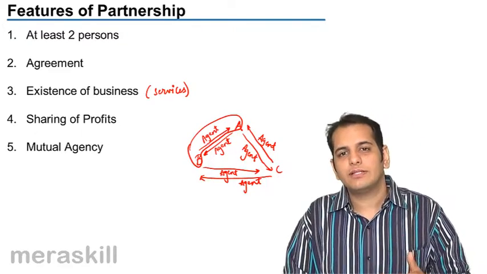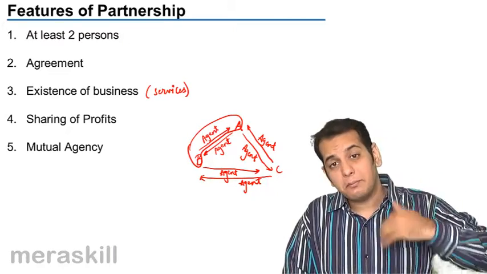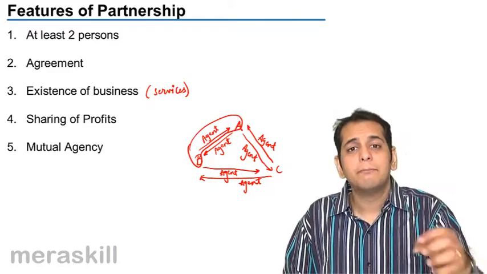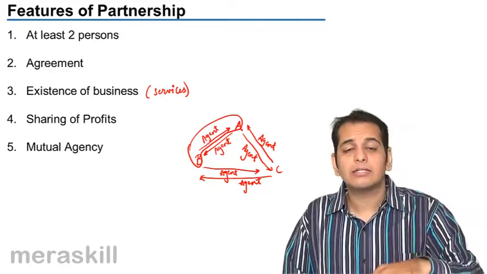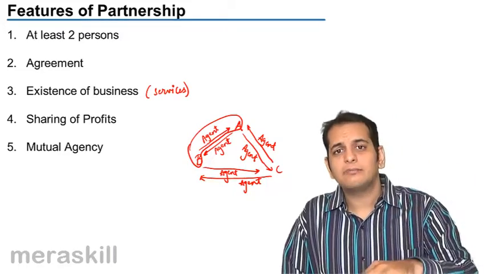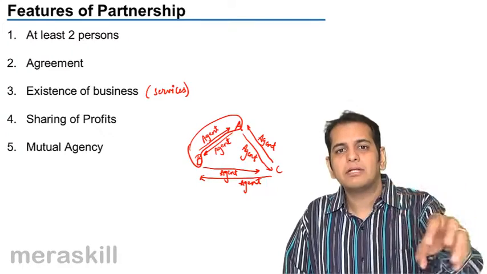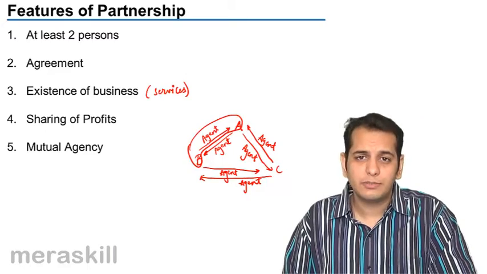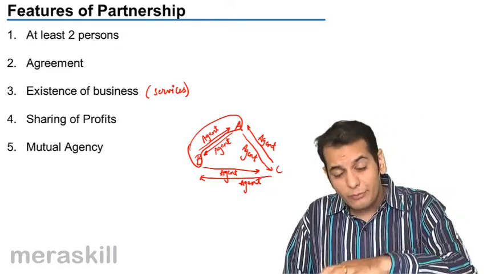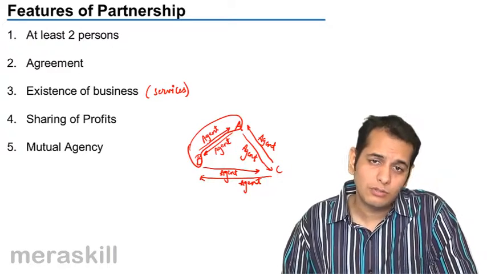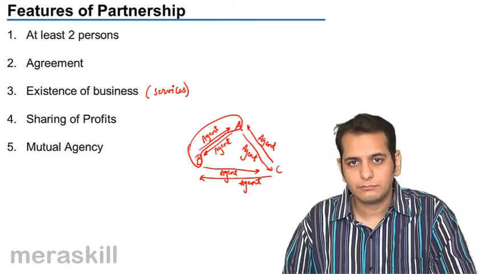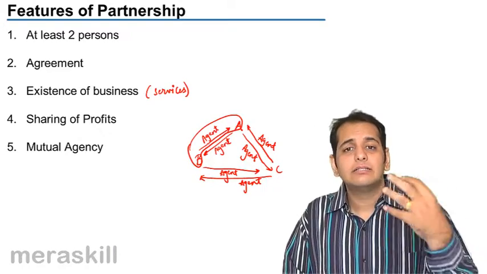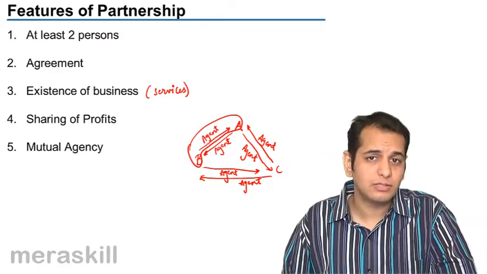The result of this relation is every partner is able to bind the other partners by his acts. Whatever act one partner does becomes binding on the firm. If one partner sells the goods to outsiders, that means the firm has sold the goods. If one partner purchases the goods from an outsider, that means all the partners have purchased the goods, the firm has purchased the goods, and now it is the liability of the firm to pay the supplier or the creditor. So mutual agency has that binding effect on all the partners.